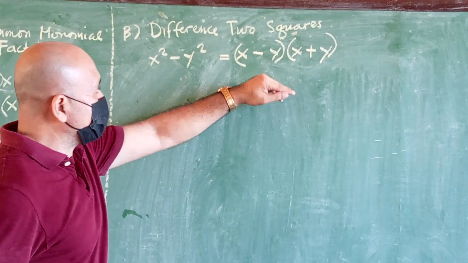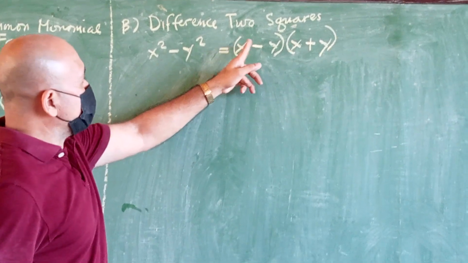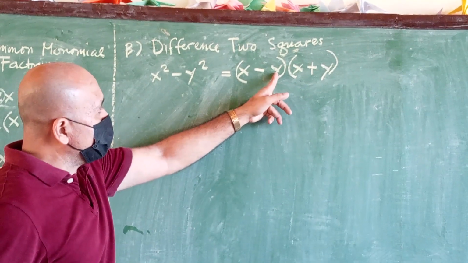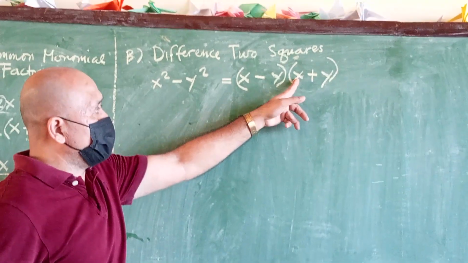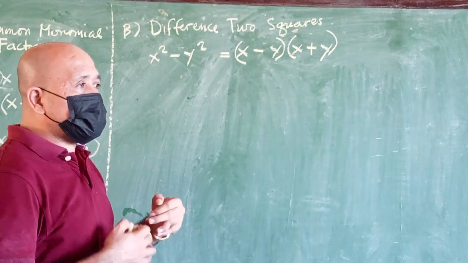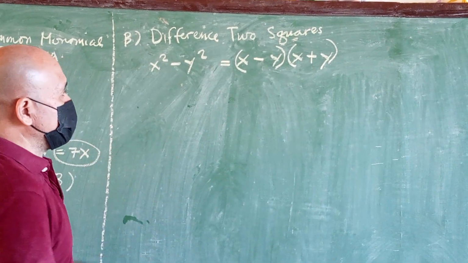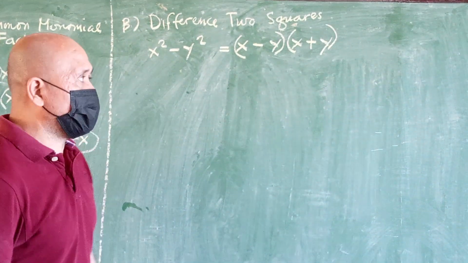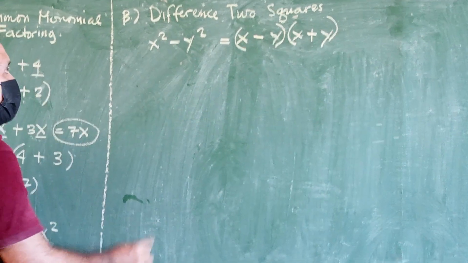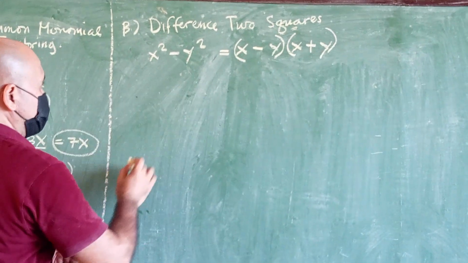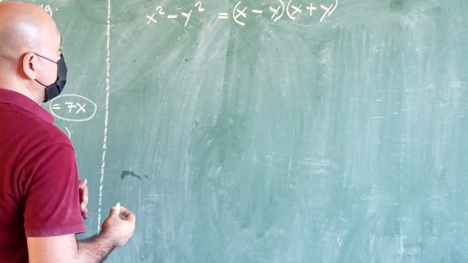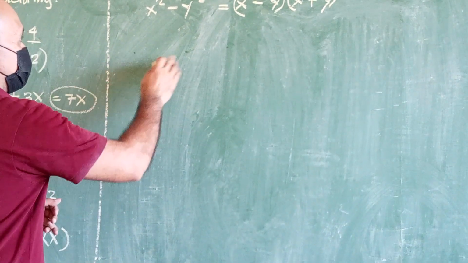factors are the product of x minus y, the quantity of x minus y and the quantity of x plus y. Just follow that technique and it will make your process shorter and simpler. Okay, for example, let's try to use another value for difference of two squares.